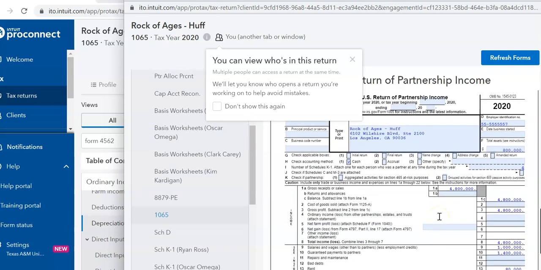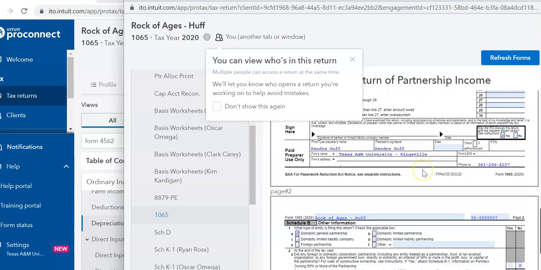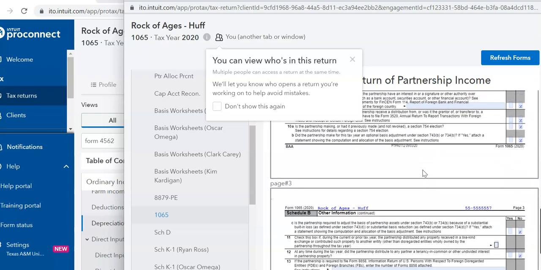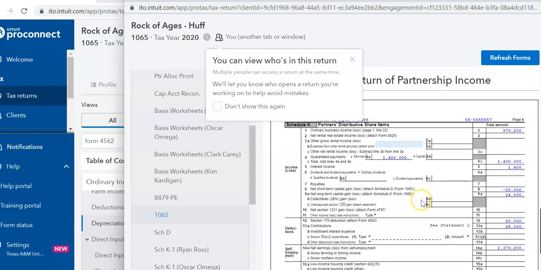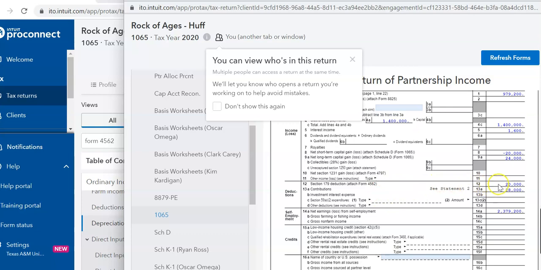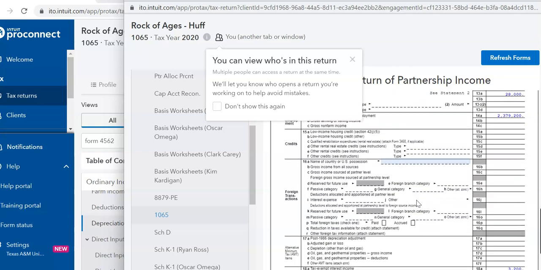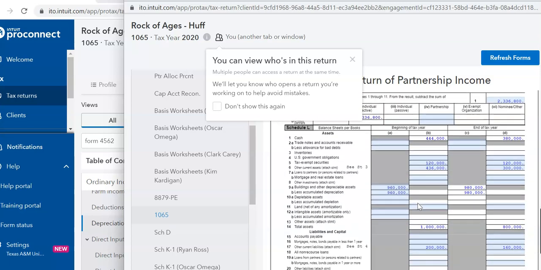All right, so 1065 as the actual tax return. My income ties out to what it should be. Bunch of questions. I don't really care about those. All right, the Schedule K. All right, everything's where it should be. There's my Section 179 now. My tax exempt interest is here and the distributions and whatnot.